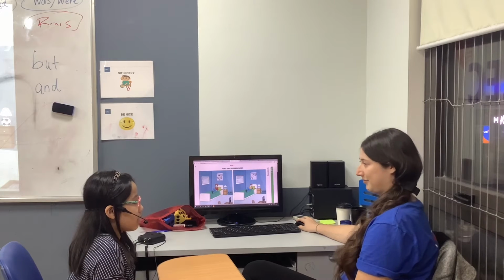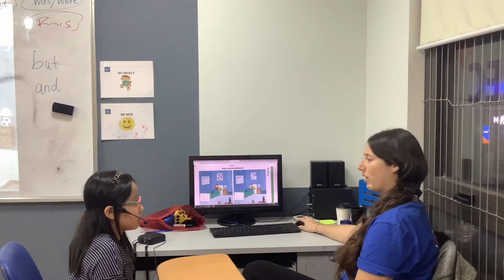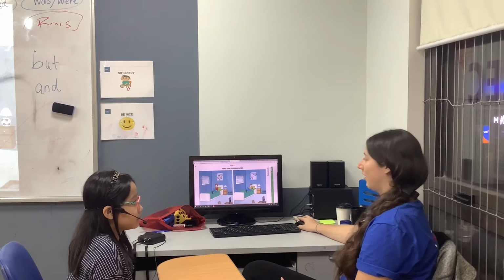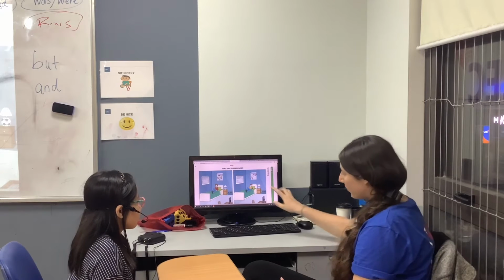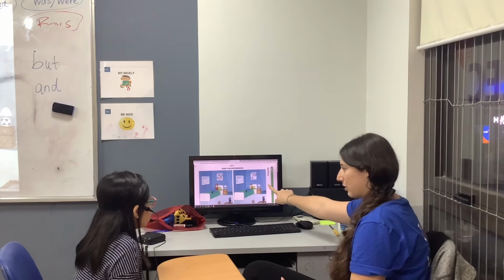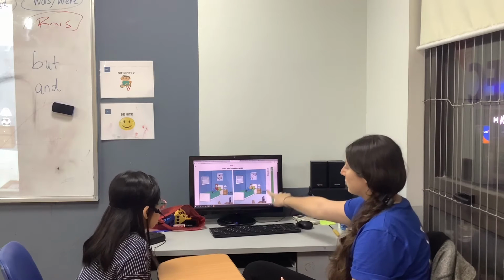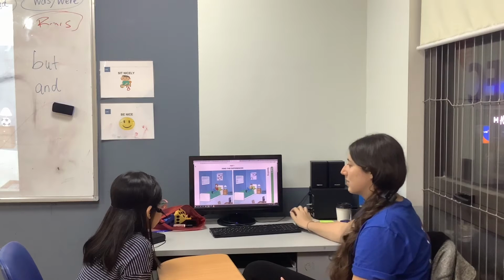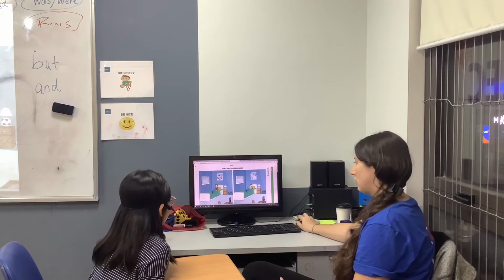How old are you? I'm 10 years old. Where are you from? I'm from Vietnam. Okay. For part one, we look at picture one and picture two. You have to tell me the differences. Okay? Try to use both sentences.